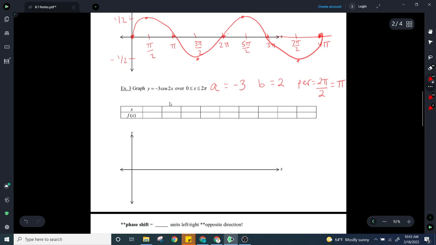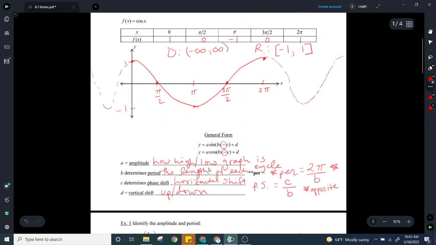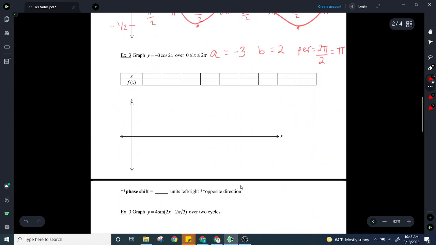This graph has no phase shifting because there's no C value. Big clue is there's no parentheses. So if you have no parentheses, you have no phase shift.